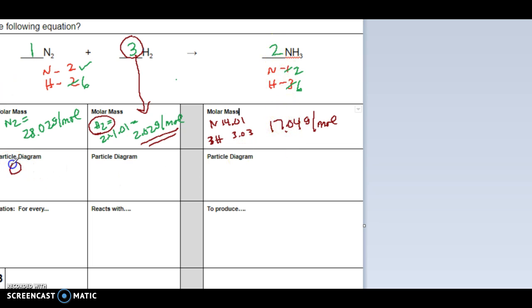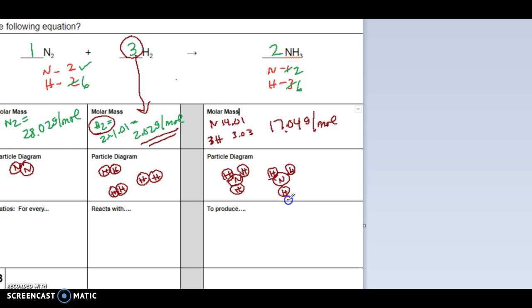All right, so my particle diagrams, I have 1 N2 that's stuck together. I should have 3 H2s that are separated for a total of 6 hydrogens. And then over here, I have an NH3, H, H, H, and then I have another NH3 over here, H, H, H.